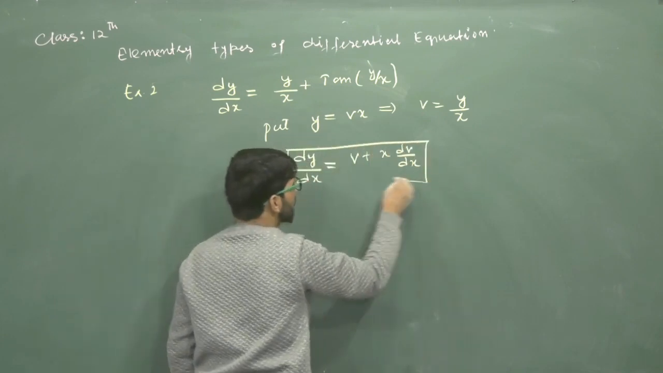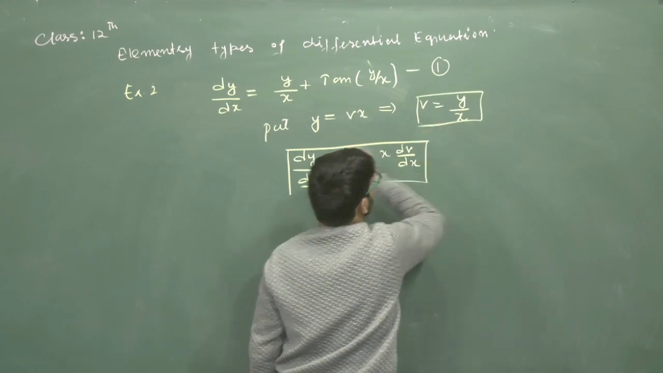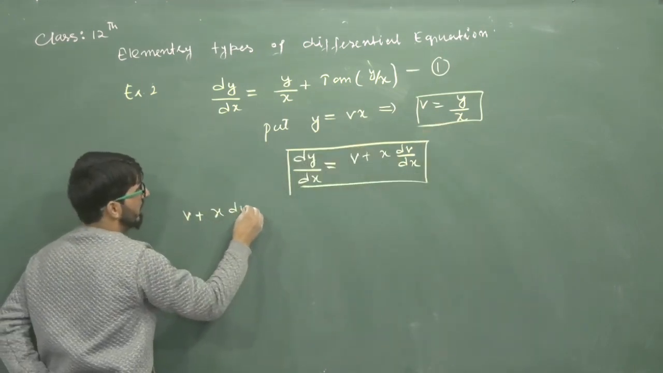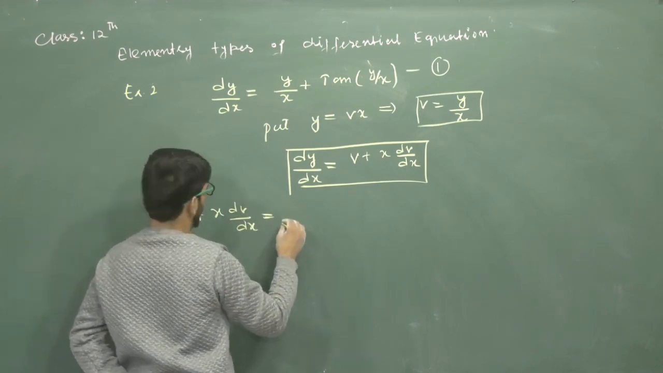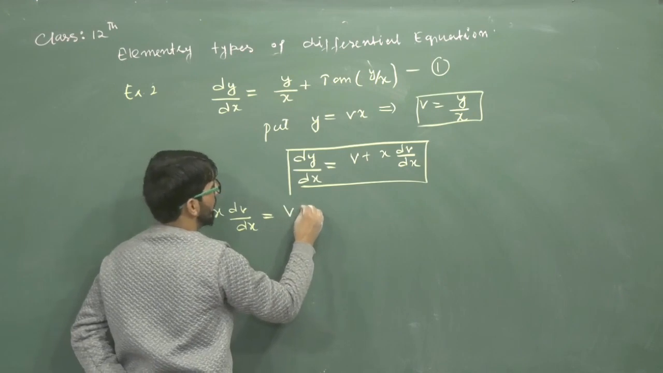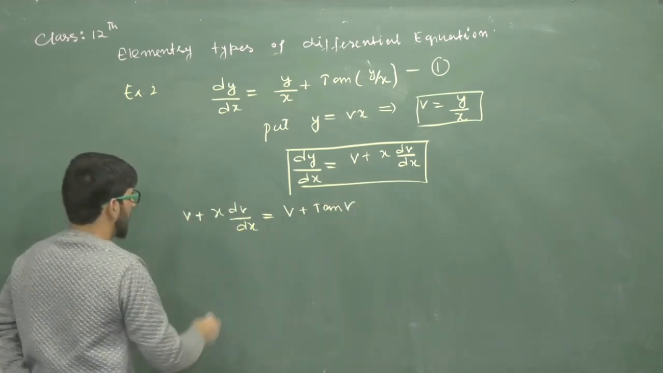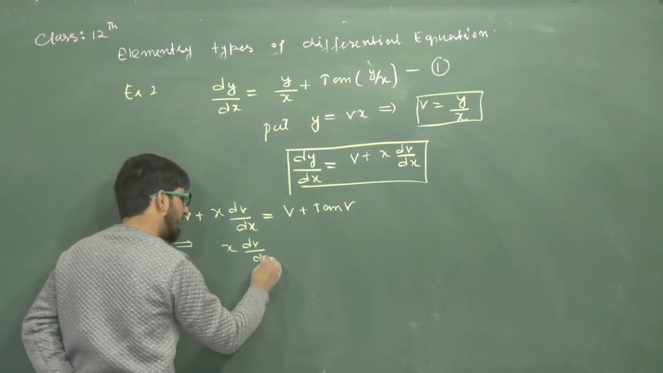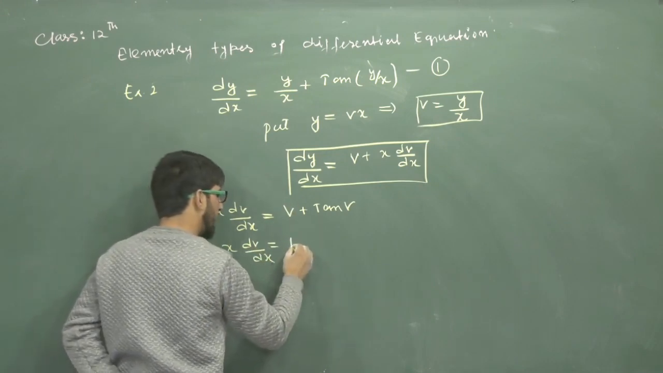Substituting these values in equation first, we have v plus x times dv by dx is equal to v plus tan v. So separating variables here, x times dv by dx is equal to, so v cancelled, is equal to tan v.